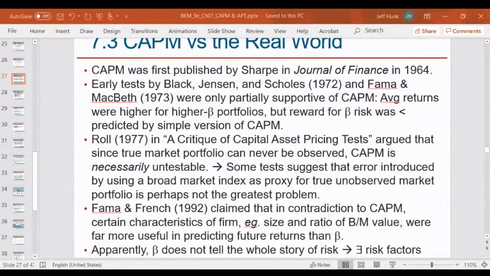Hello, welcome back to the continuing lecture in investment analysis. So our next question is, how good is CAPM in the real world?